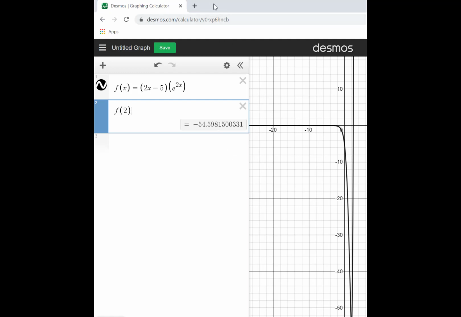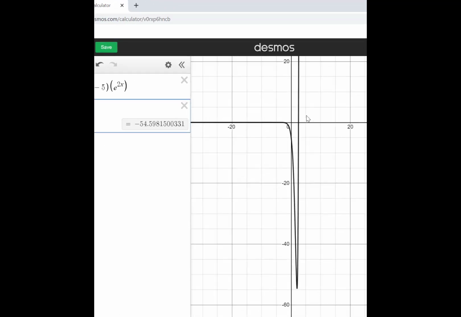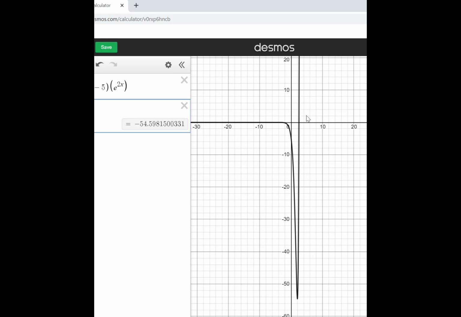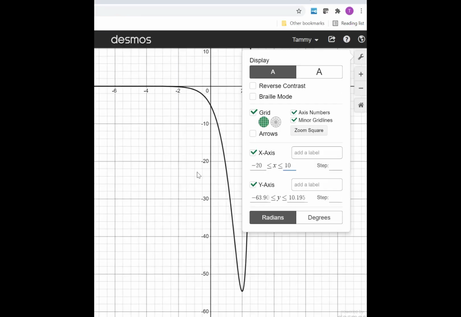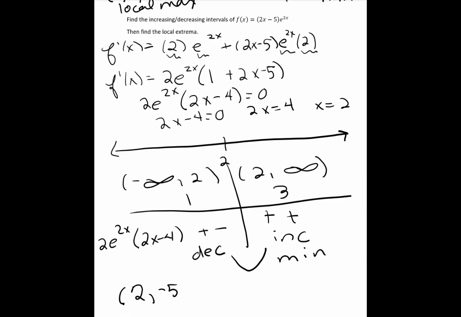Let's take a look at the graph since we're here. See how it's kind of not there, so I can zoom in a little so you can see it better. You see kind of this point down here. We could change the settings for the x if we wanted to go from negative 20 to 10. And then it looks a little more curvy and not as jagged as it was before. So I'm going to write that in, negative 54.6, and we said that was a local min.